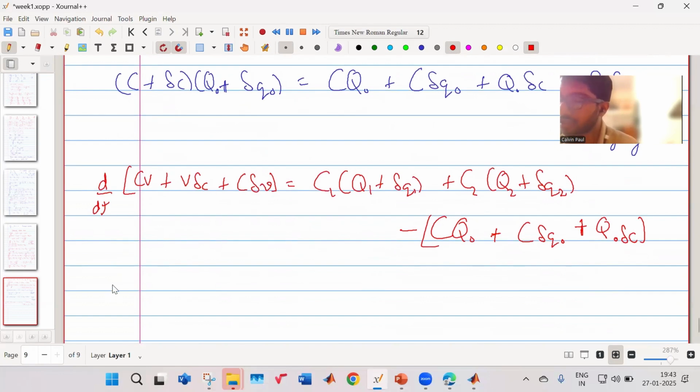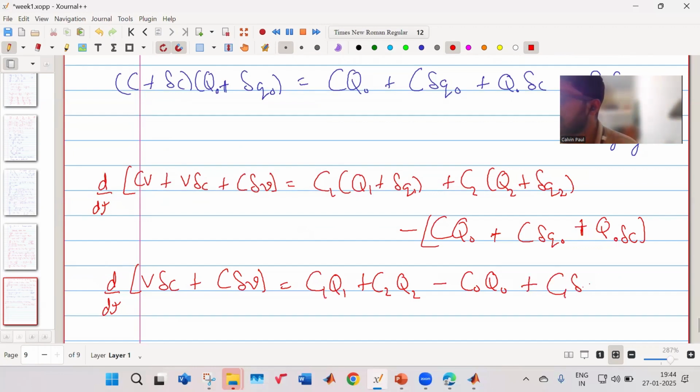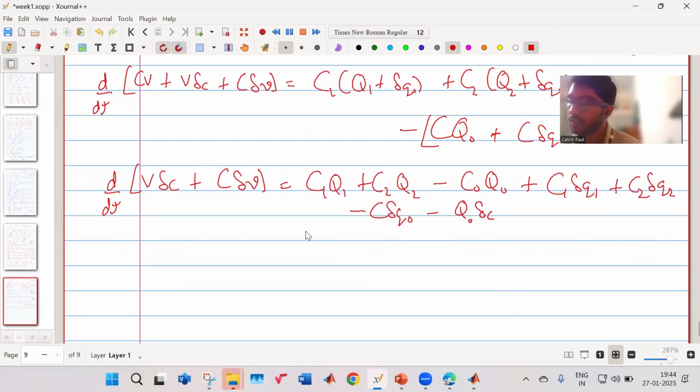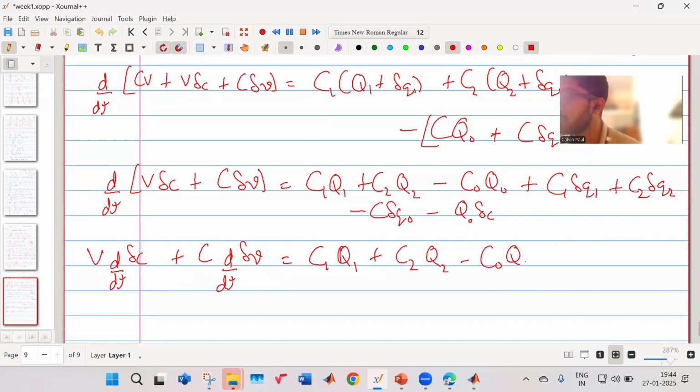Now again, CV is constant. So it becomes d of dt of V into delta C plus C into delta V is equal to C1 Q1 plus C2 Q2 minus C Q naught plus C1 into delta Q1 plus C2 into delta Q2 minus C into delta Q naught minus Q naught into delta C. Okay, so this we can write as V into d of dt of delta C plus C into d of dt of delta V is equal to C1 Q1 plus C2 Q2 minus C Q naught plus C1 delta Q1 plus C2 delta Q2 minus C into delta Q naught minus Q naught into delta C. Okay.